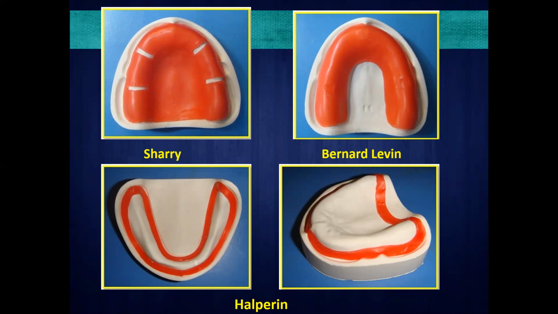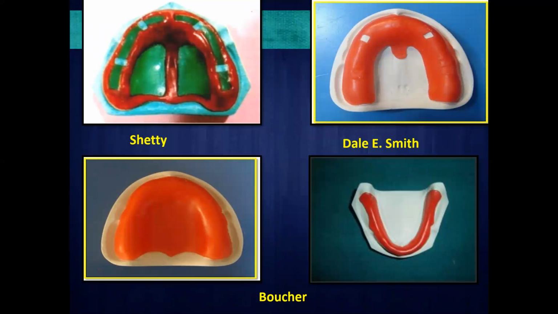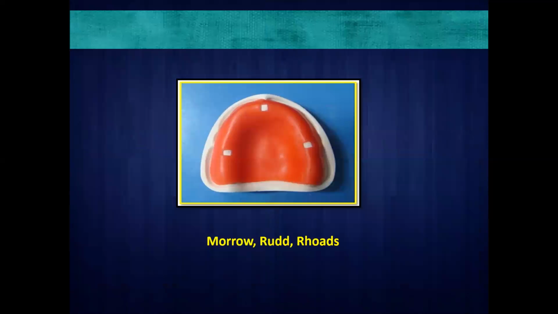Bernard Levin design, where a layer of pink base plate wax about 2 mm thick has been adapted over the residual ridge area. Halprin's design, where the impression tray has been fabricated with peripheral relief. Shetty's design, in which the stress bearing areas are exposed. Then we have the Daly Smith design, Boucher design, where the 1 mm base plate wax has been adapted on the cast except the PPS area. And finally, the Rudd and Morrow design, where full spacer has been adapted even in the PPS area with 3 tissue stops. So these are the various spacer designs given by various authors.